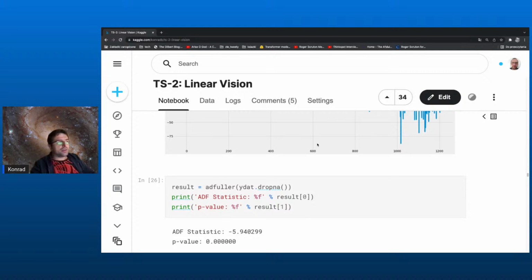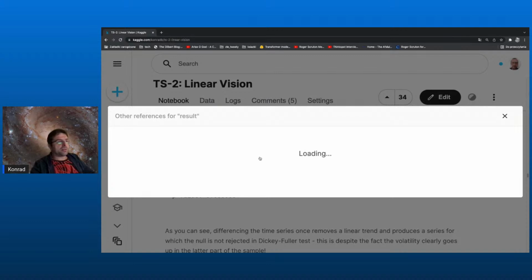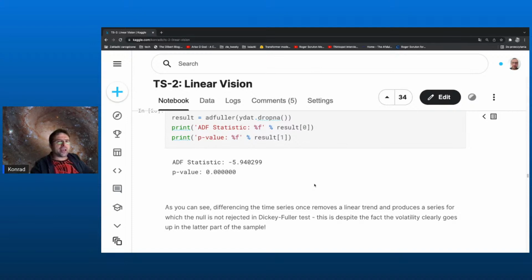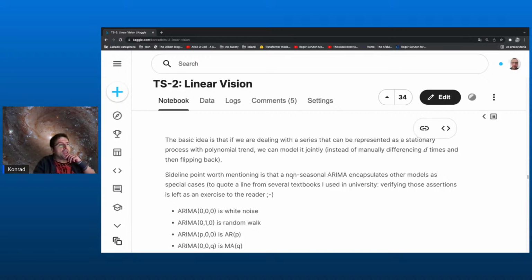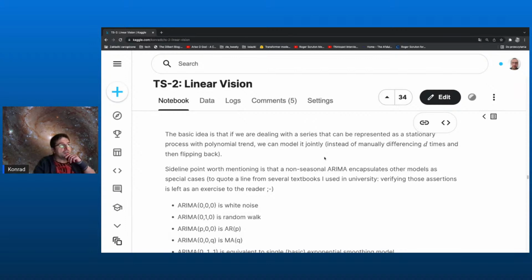And Dickey-Fuller doesn't generate a protest anymore. Sometimes I hate the super useful, fancy, helpful functionality in Kaggle. So we did remove a linear trend, and at the risk of introducing a bit more volatility in the second part, what can we do further? Let's see if we can get away with modeling our price of Tesla as a stationary series with a linear trend and modeling jointly.